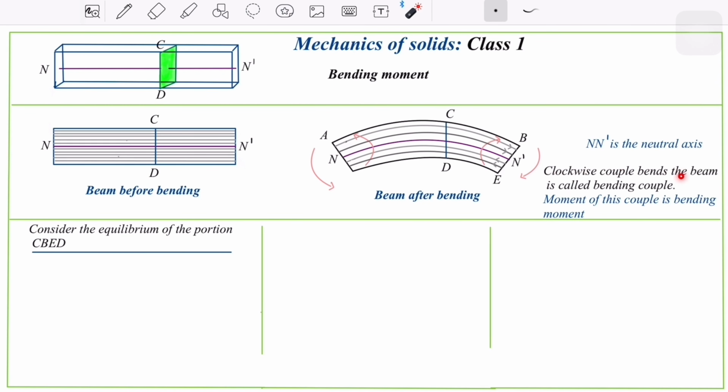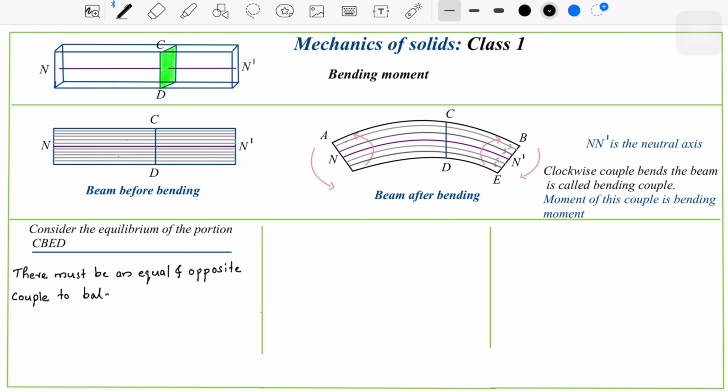Now consider the equilibrium of portion CBED. The clockwise couple will bend the beam, that is called the bending couple. Here CD is the cross section. So there must be an equal and opposite couple to balance the bending couple, because at equilibrium there must be an equal and opposite couple to balance the bending couple. So this restoring couple is equal and opposite to the bending couple.